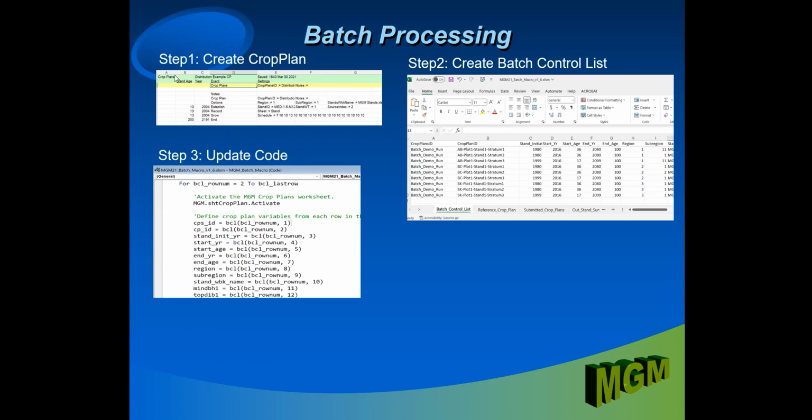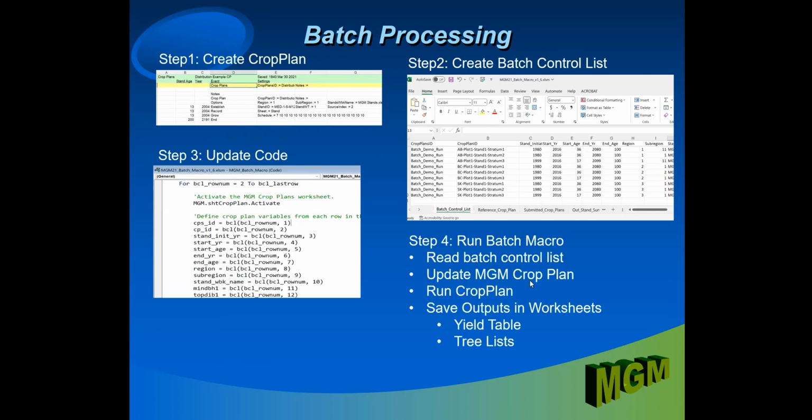One row gets populated in the crop plans worksheet, and we go through the last phase, which is to run it. So essentially, it reads the batch control list, it updates the crop plan, it runs the crop plan, saves the output to a yields worksheet and a tree list worksheet, and then goes to the next record in the batch control list and does it all over again.